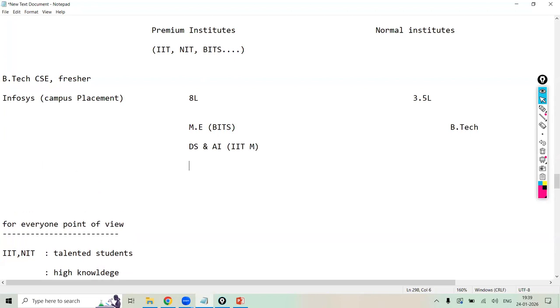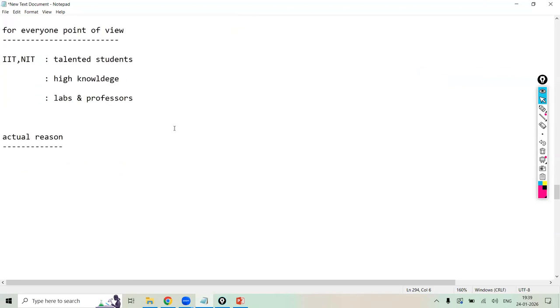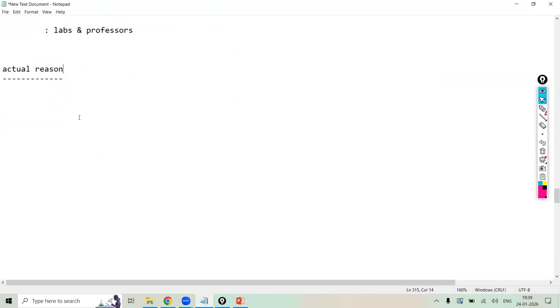Okay. And apart from this, I have done my data science from IIM Raipur. So from premium institutes, I have the degrees. At the same time, I have done the BTech also. Now, everyone is thinking that this is something different, but the actual matter is not that, and the companies will also not see that. Basically, I will tell you the actual reason here.